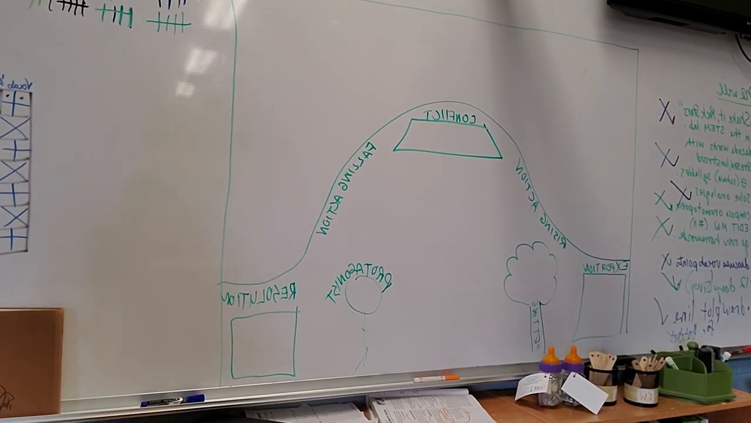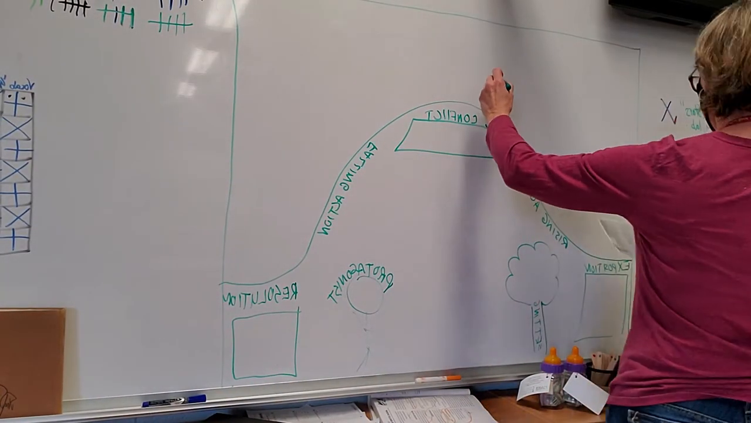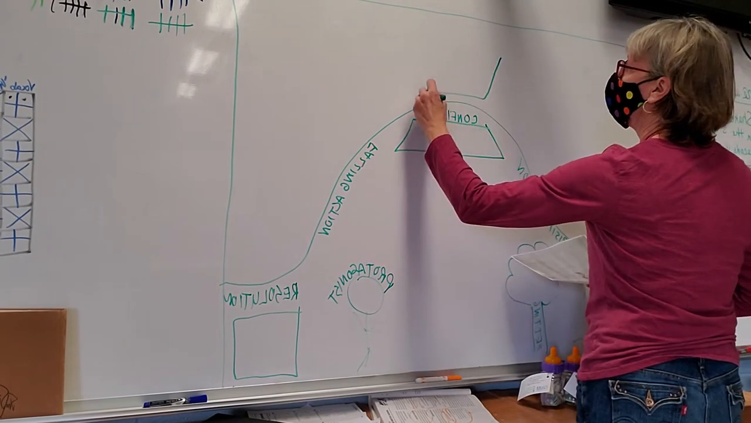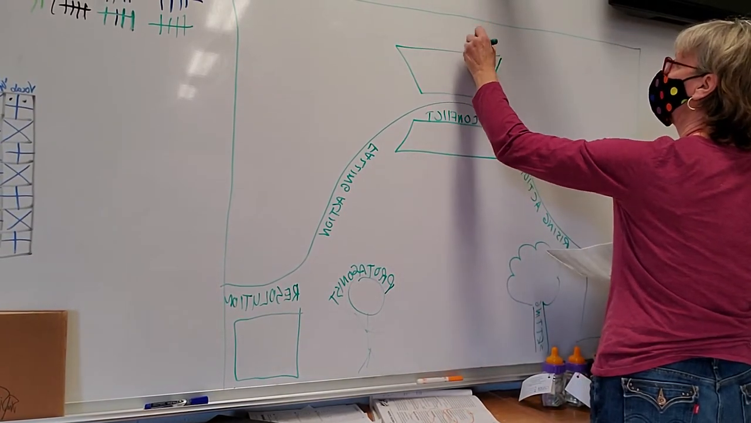Okay, up at the top, we're going to draw an opposite shape, the reverse shape, and we're going to put here climax.